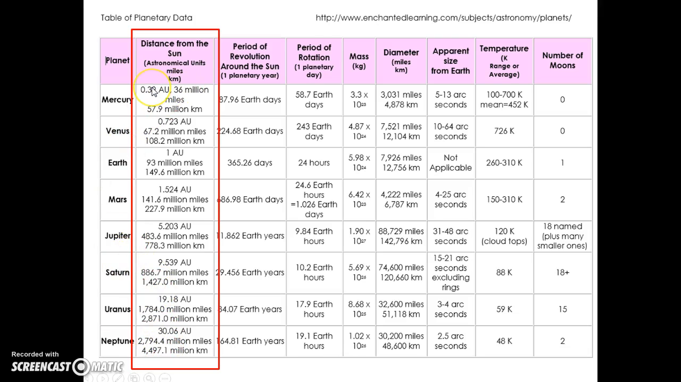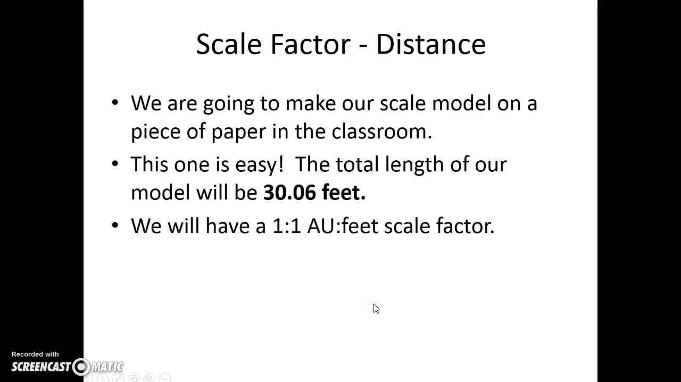We don't want to work with bazillions. So as you're filling in your chart on your paper, make sure you use the first measurement, which is the number of AUs. What I want to draw your attention to is down here. Neptune is the farthest out planet, since now you know Pluto's not a planet. And Neptune is 30.06 AU from the Sun. That needs to be the farthest distance that fits on our chart. So this is actually going to fit very nicely in the classroom. I'm going to give you a nice long piece of paper, and our classroom is longer than 30 feet, and so you're going to be able to just use a 1-to-1 scale, which is going to be super easy for you.